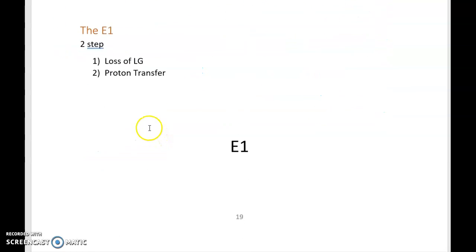So an E1 reaction is in two steps. First, we'll have the loss of a leaving group and then a proton transfer. So if we, and we'll just have an X for our halogen this time. First thing that's going to happen is the halogen leaves. And it takes its electrons and it goes home. And this is left as a carbocation.